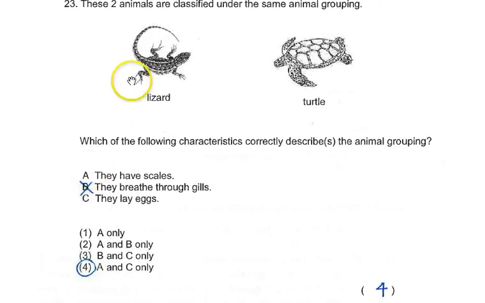Now 23, these two animals are classified under the same animal grouping. Why? Okay, is it because of the body covering? These are scales, these are shells. It's very different, right? So they have scales, not true, because this one is covered by shells. There's probably some scales over here. They breathe through gills, not true. Both of them lay eggs.